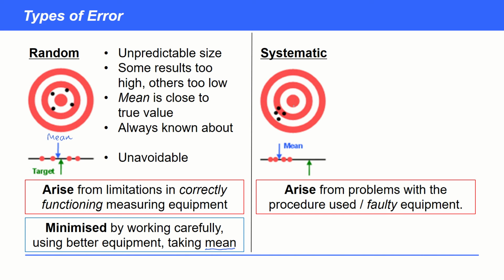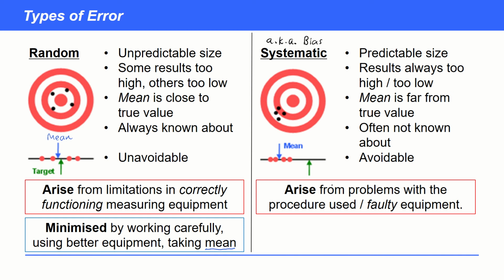So this would be an example of a dart player who has a systematic error. They're always missing by a similar amount each time, and they're always missing in the same direction each time. So if we look at the red dots here, the green arrow is the true value. They're going always to beneath the true value or to the left of it. And systematic errors are sometimes known as bias. Systematic errors have a predictable size or at least a predictable direction. You can always say it's going to be either too high or too low.